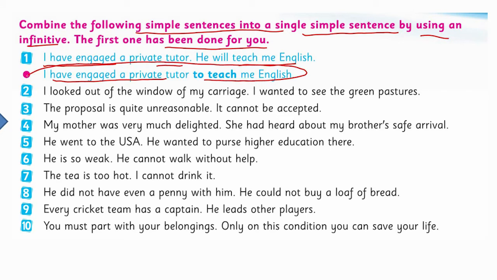आपने क्या करना है? 2 सेपरेट सेंटेंसेस दिए हुए हैं आपको. आपने उनको जोड़ना है किस चीज से? लिंक करना है, एक दूसरे से रिलेट करना है इन्फिनिटिव लगाकर. 2 लगा सकते हैं आप. I looked out of the window of my carriage. I wanted to see the green pastures. How you will change it?